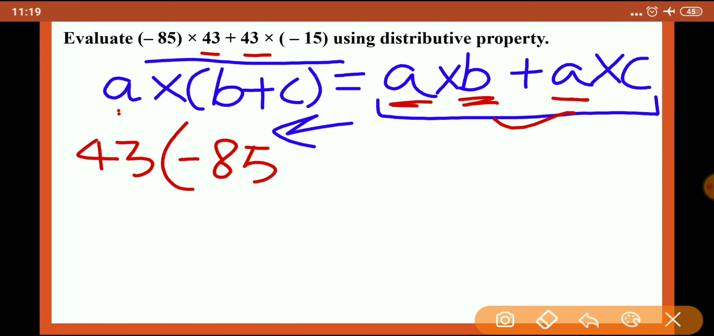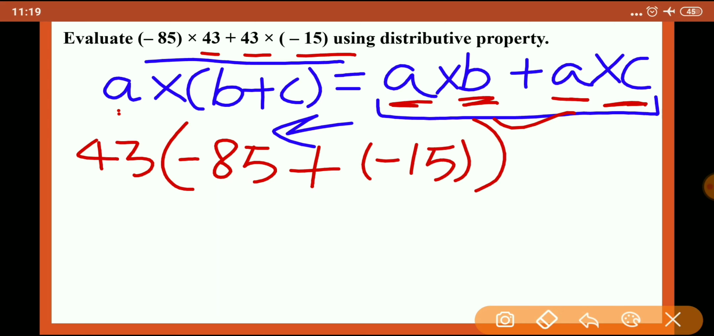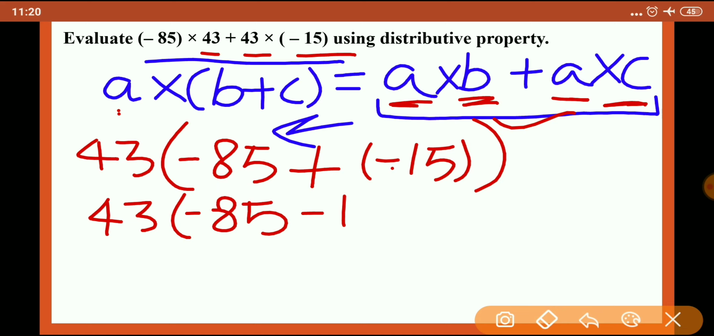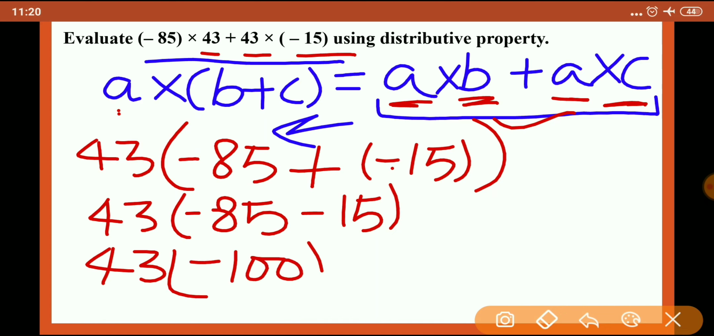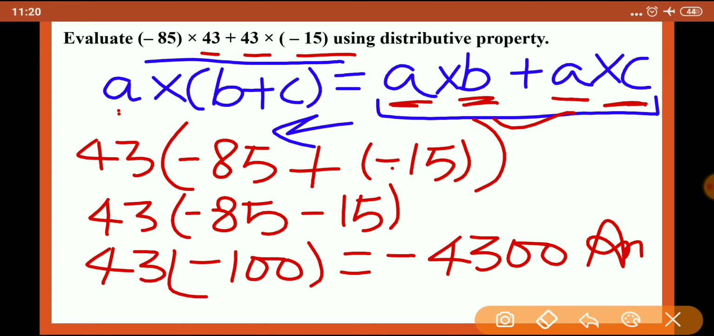Now plus sign, and C is left. That is your minus 15. Now it is clear. So 43 into minus 85 plus minus 15. Fine. Now 43 in the bracket, minus 85 and minus 15, it is minus 100. So your final answer will be minus 4300. This is your answer.